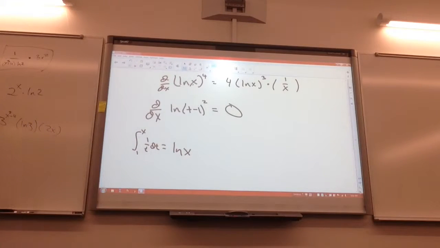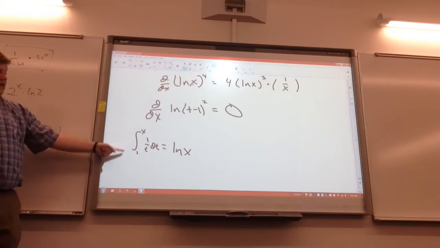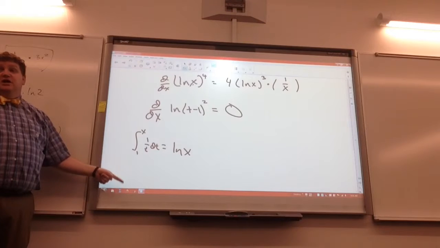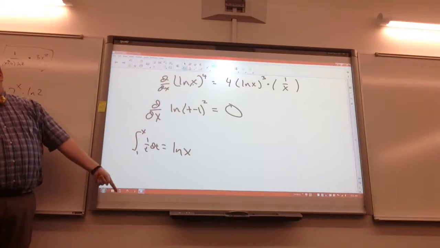That's from the fundamental theorem of calculus. All it's doing is telling you what the integral of 1 over x is. It's the natural log of x plus c. Because if I evaluate this using the fundamental theorem, I have natural log of x minus natural log of 1, which is just natural log of x.